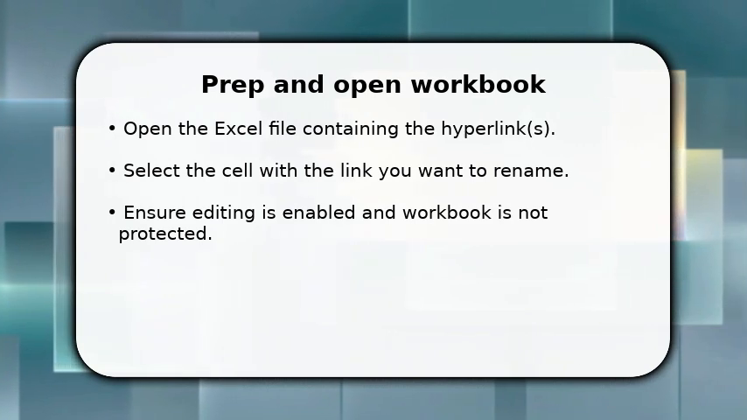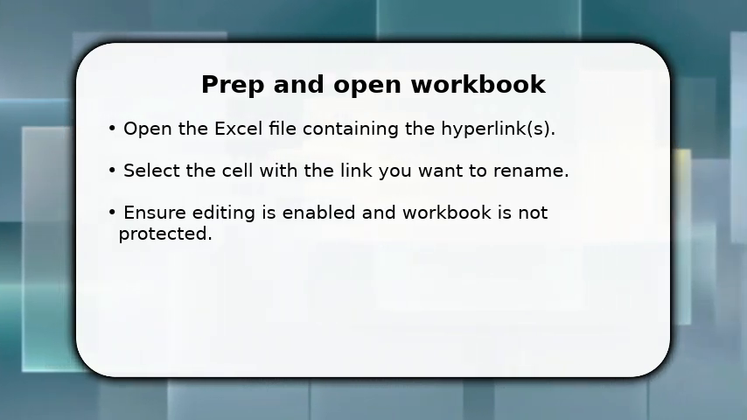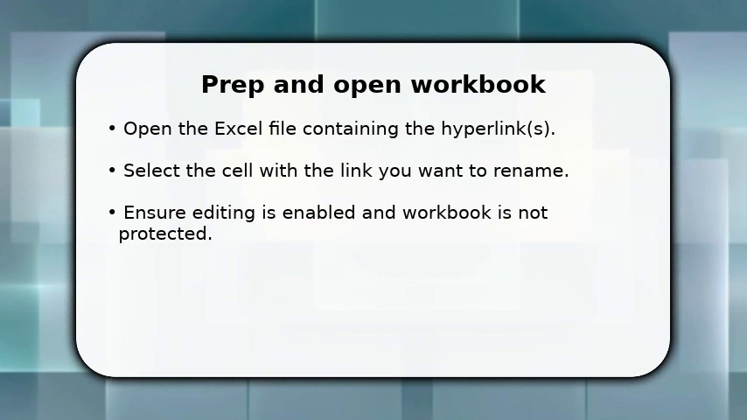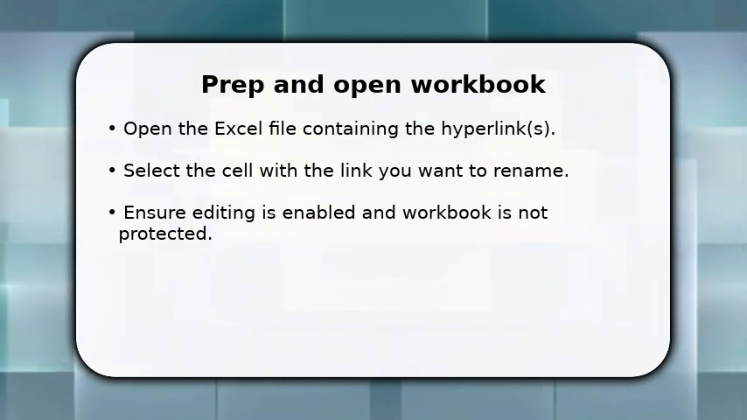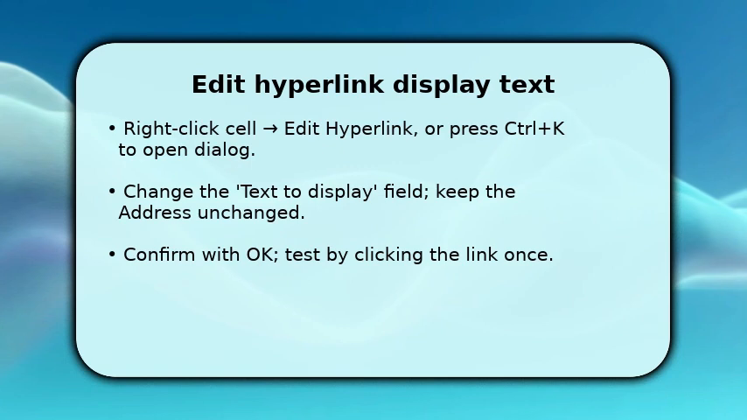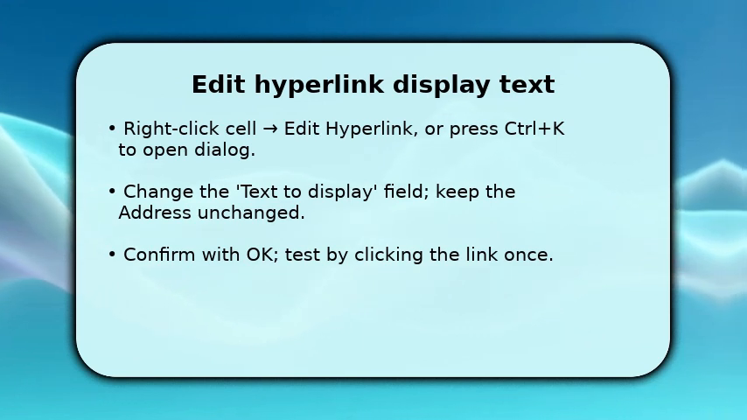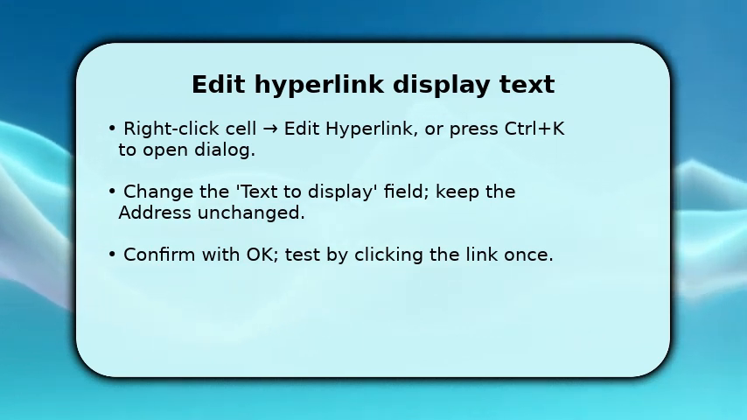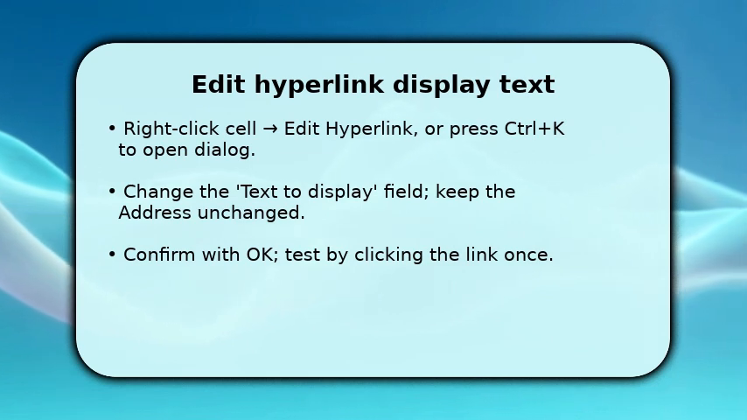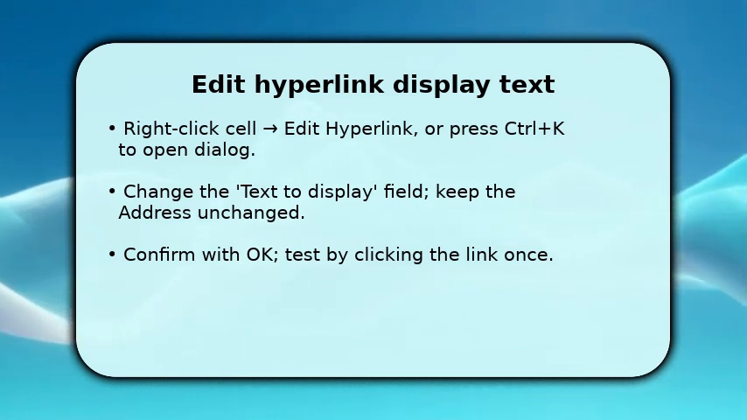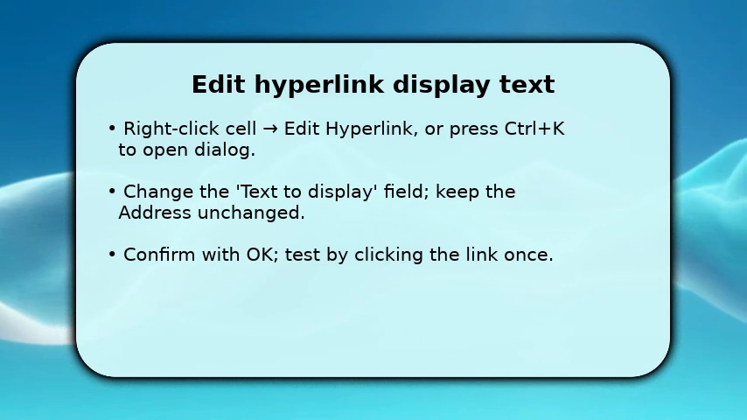This gives you immediate access to the Edit Hyperlink command, which is the first actionable step to change the display text without altering the destination. You should now open the Edit Hyperlink dialog either by right-clicking and choosing Edit Hyperlink or by pressing Ctrl+K. In that dialog, focus on the Text to Display field. Replace the current text with the friendly name you want, while leaving the address field intact so the URL or file path remains unchanged. Once done, click OK.